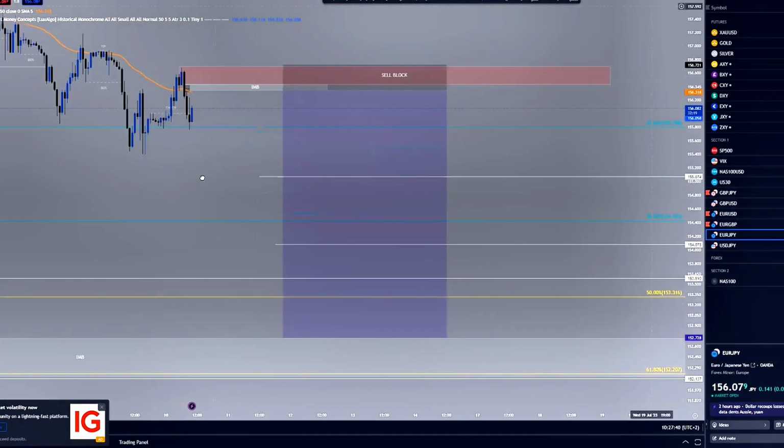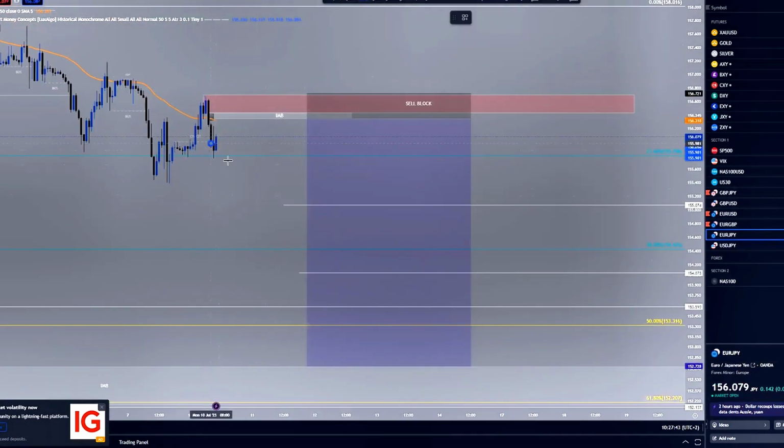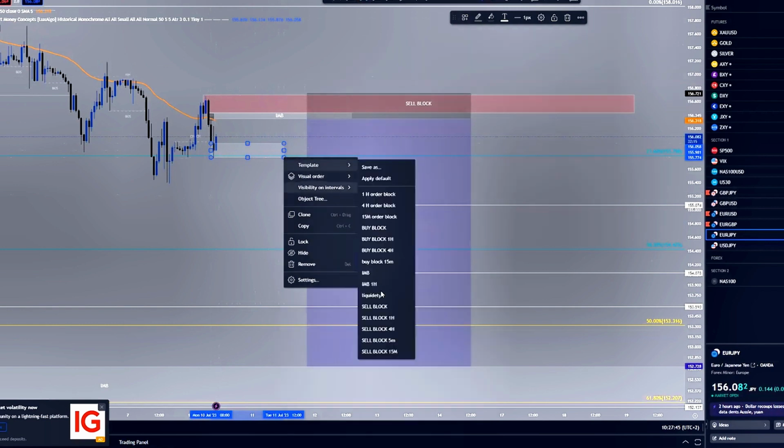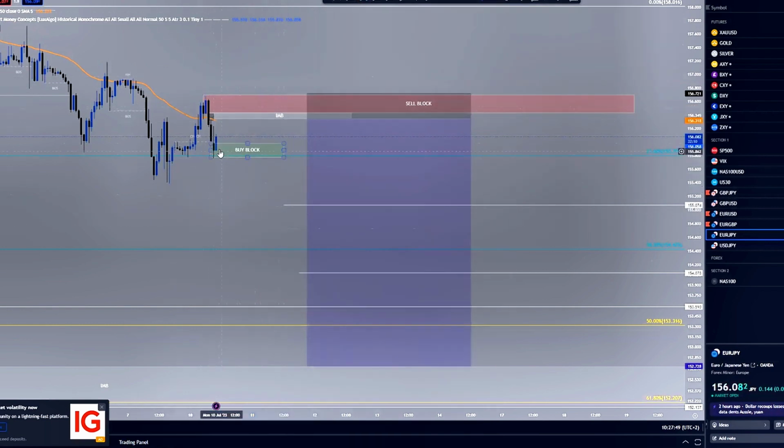Let's make it super simple, people. So we have a sell order block and we have a buy order block. And here we have so much sell pressure, and you see this imbalance lines up perfectly with the 50 EMA on the 1 hourly time frame. That means it's probably going to retest it here.